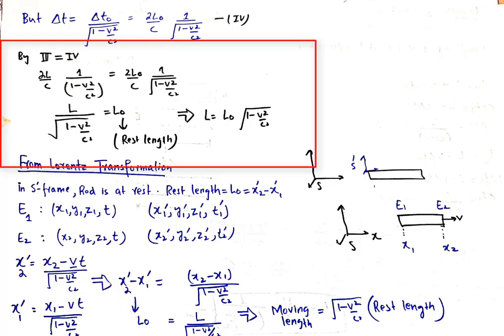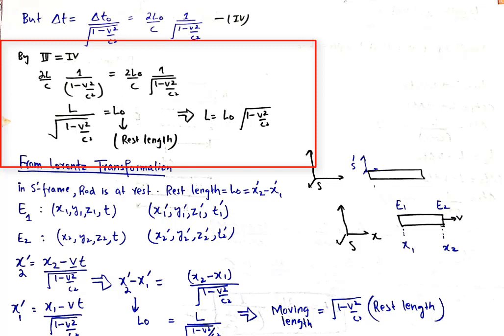So 2L by C times 1 over 1 minus V squared by C squared, and this is equal to this time interval, which is 2L naught by C times 1 over square root of 1 minus V squared by C squared. So 2 will cancel out on both sides, C will cancel out. So we will be left with this relation, L over square root of 1 minus V squared by C squared is equal to L naught, or L is equal to L naught times square root of 1 minus V squared by C squared.